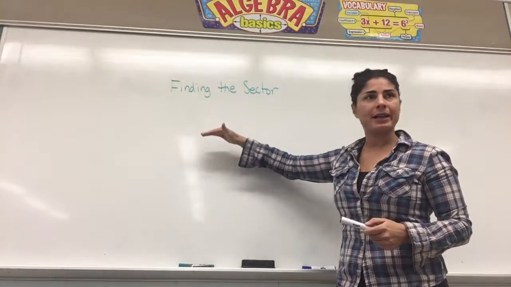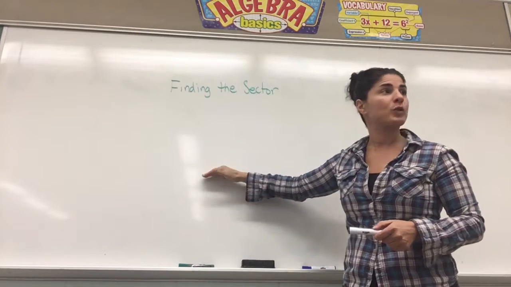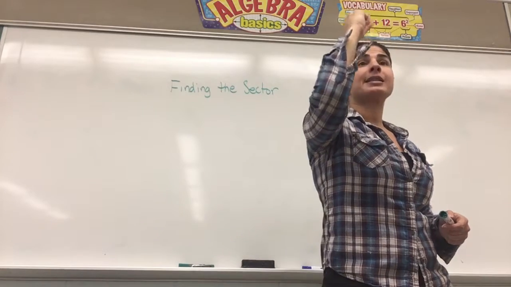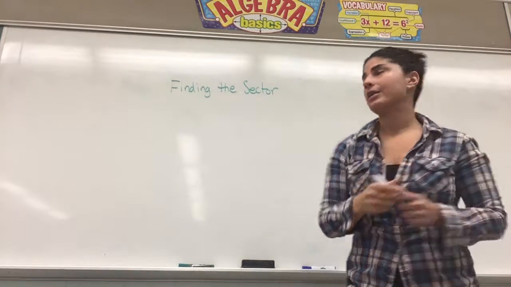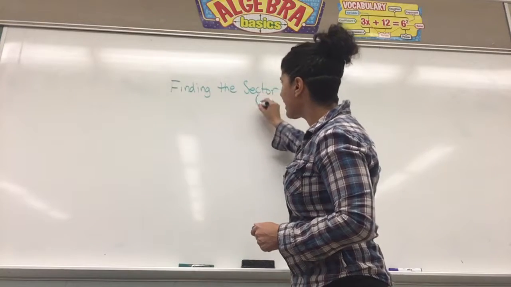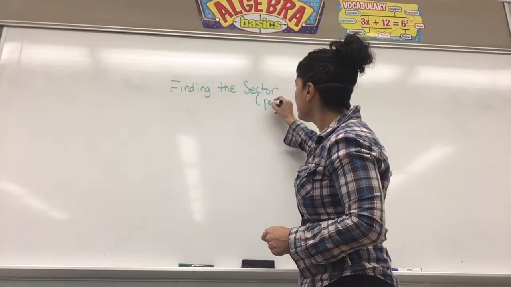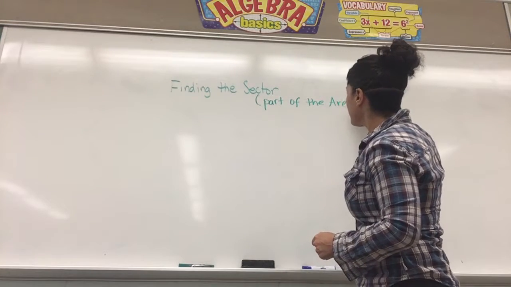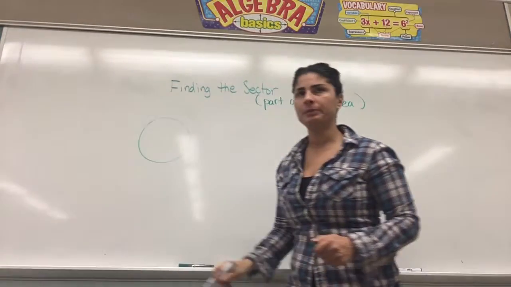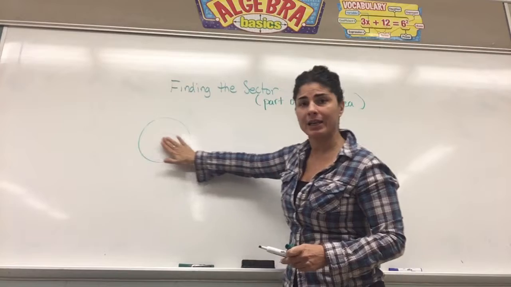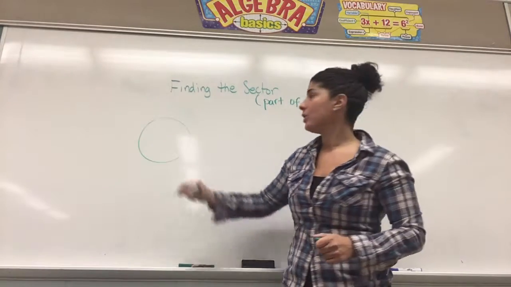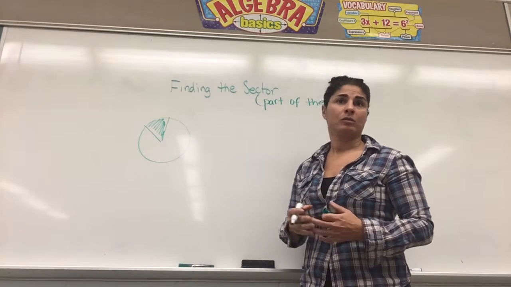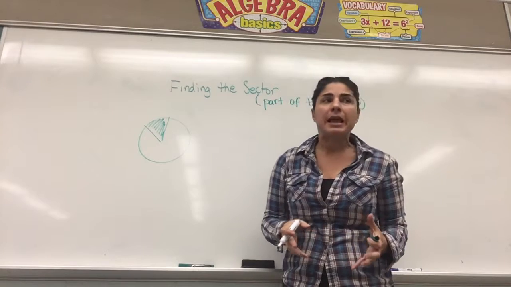So rather than writing arc over circumference, which means a piece of the whole circle, we're going to do sector over area. The formula for finding the sector, and sector just means part of the area, looks like this, guys. If this is my whole circle, the area would be everything in here, and a sector would look like this. It would look like a piece of pizza that was eaten or was left, whatever you want to call it.